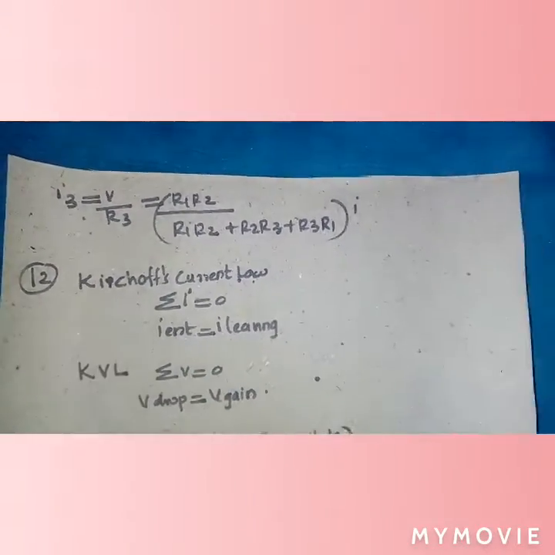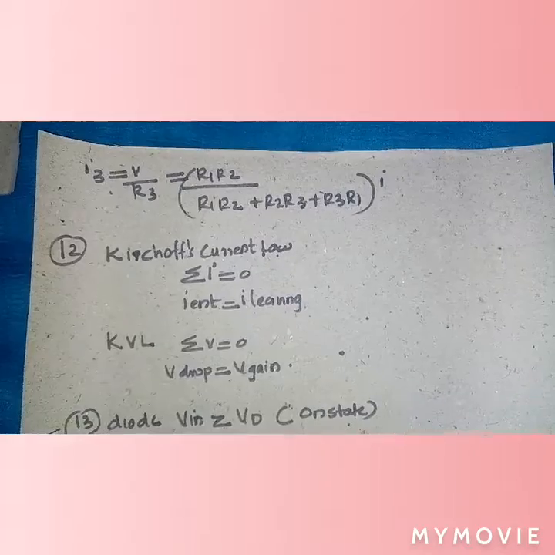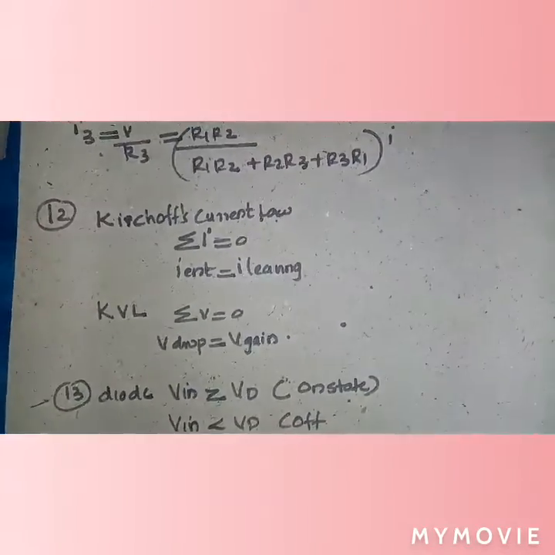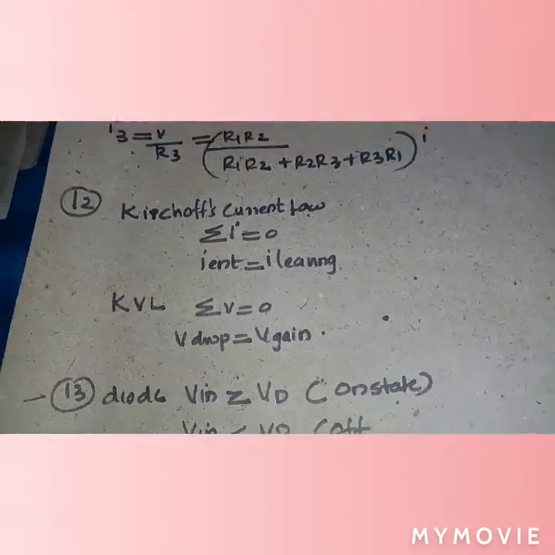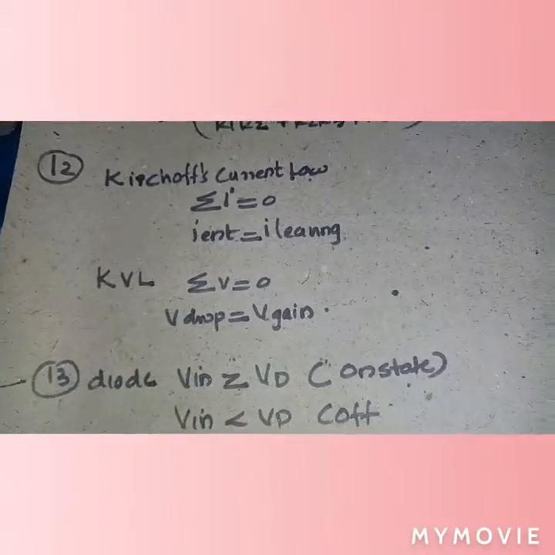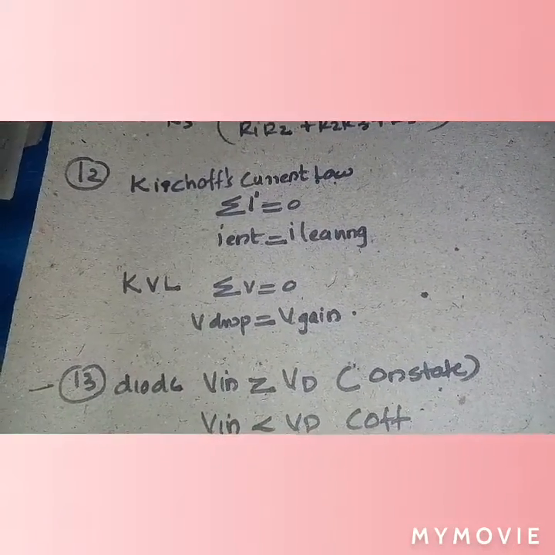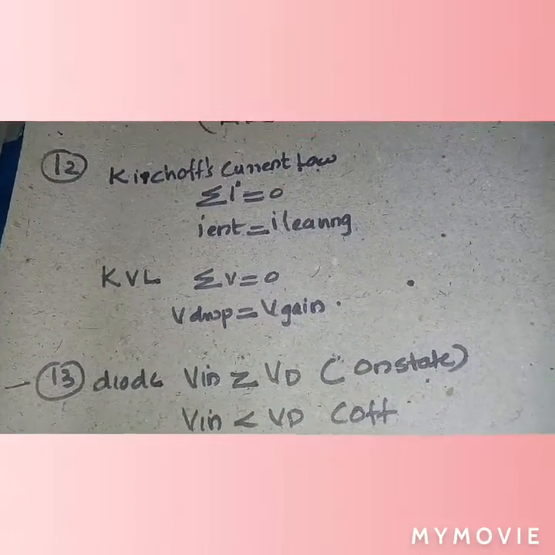Kirchhoff current law, we know that summation of current is equal to 0, that is I entering is equal to I leaving in a junction. And Kirchhoff voltage law, that is algebraic sum of voltage is equal to 0, that is V drop is equal to V gain.